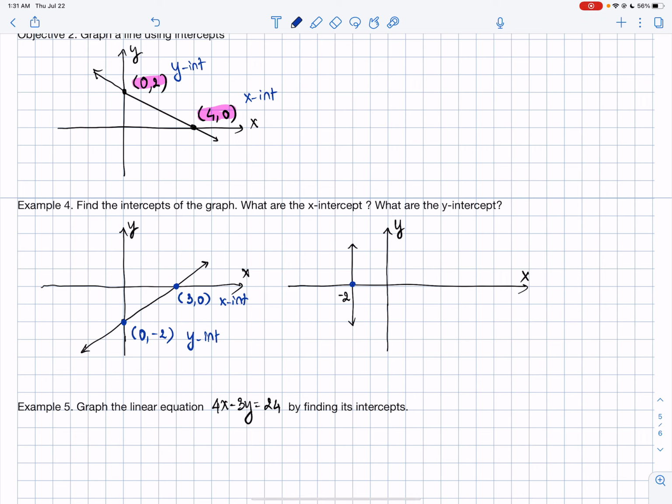We also have this point which is -2, 0. This point is on the x-axis, so the name is x-intercept. For this problem, we do not have another y-intercept.